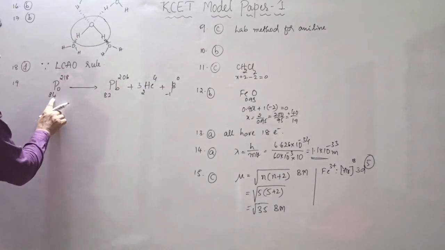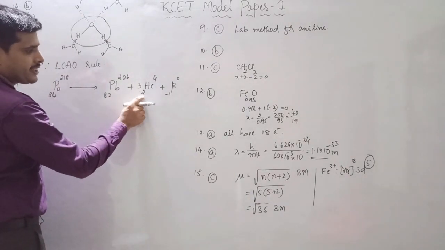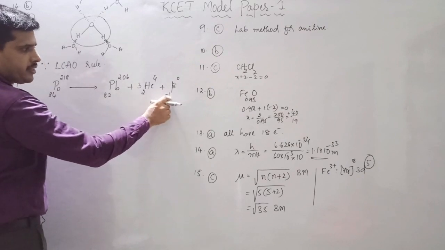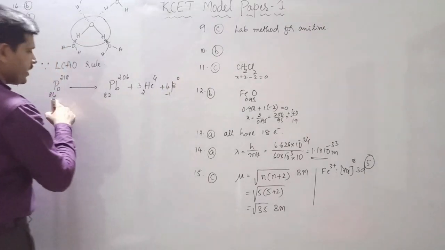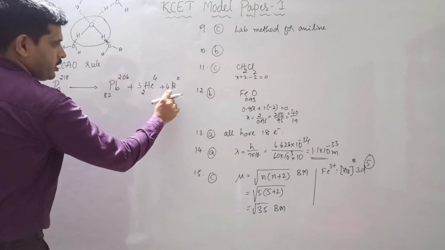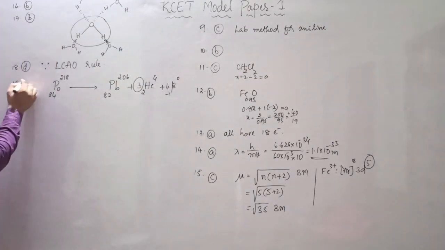So it's balanced. Atomic number 84, 82 plus 2, right? And 6 here. So 84, 82 plus 6 is 88, and minus how much, in order to make it 84? 4. So 3 alpha particles and 4 beta particles. So your right choice is supposed to be option A.